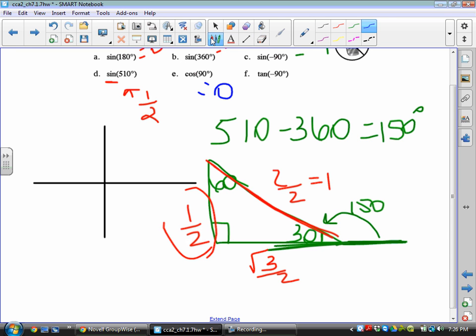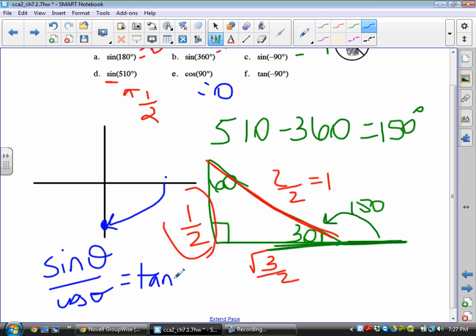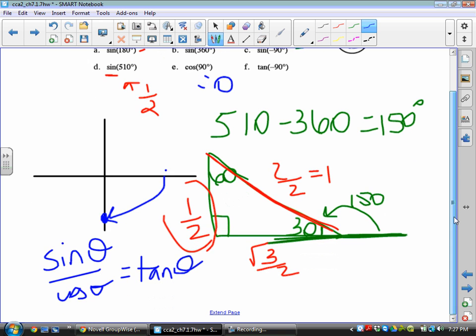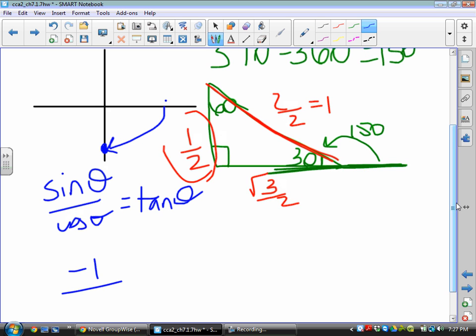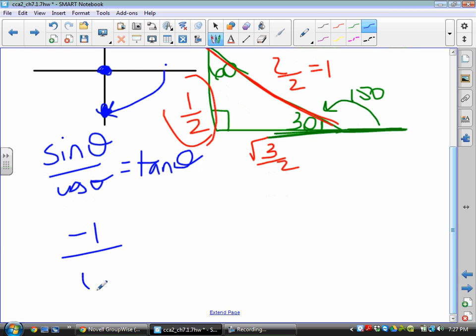Last one, tangent of negative 90. So I'm starting from 0, going down to the bottom. Tangent, we learned, was sine over cosine. First we need to figure out the sine and the cosine. We already did the sine in part C. We said that was negative 1. So I have negative 1, which is my sine, divided by cosine. Looking at this point right here, how far am I sideways from this point? Horizontally, I am 0 spaces away from that. I'm directly on top of it, so my cosine is going to be 0.